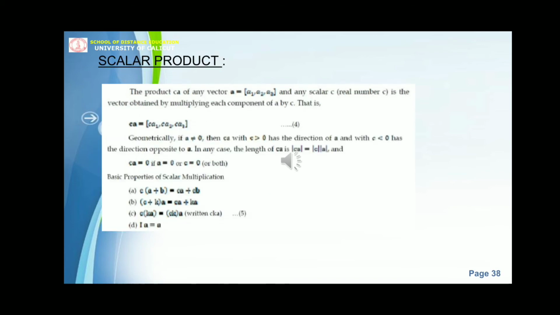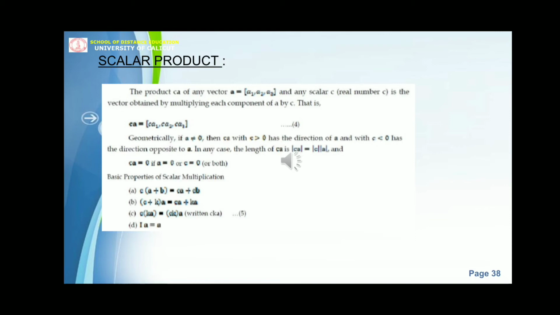The next operation is scalar multiple. For a scalar c and a vector a, the scalar multiplication c into a is obtained by multiplying each component of a by c. That is, ca equal to the vector c into a1, c into a2, c into a3.